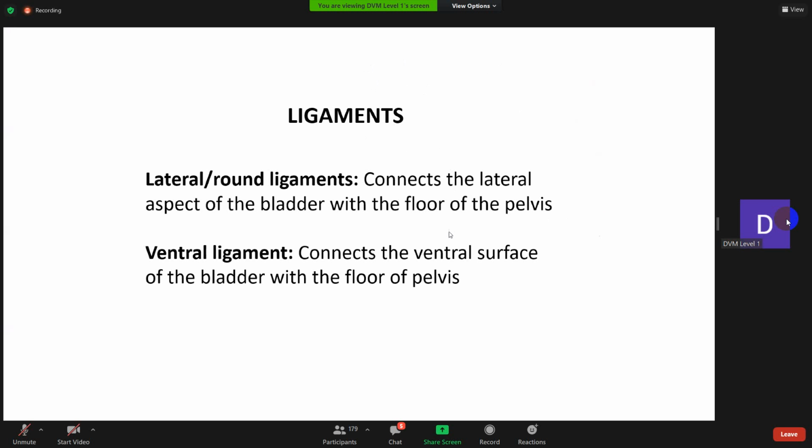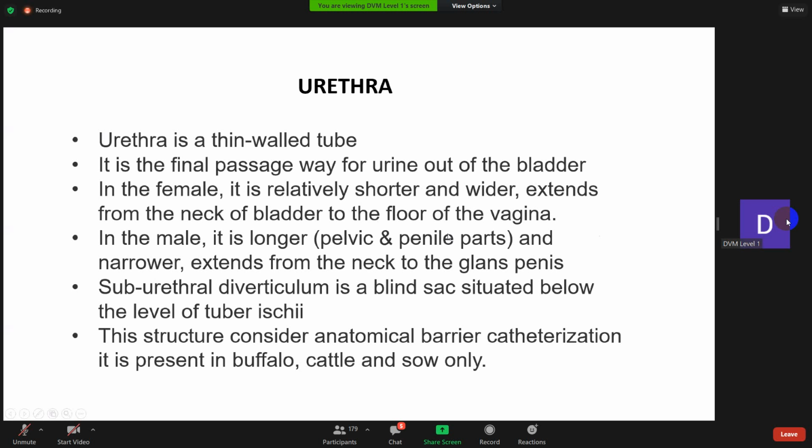I go to the next slide, which is the urethra. So the urethra is a thin wall tube. It is the final passageway of urine out of the bladder. It is the final, meaning terminal, passage because the urinary bladder is the temporary storage of urine. Passageway is the way for urine to come out from the bladder.